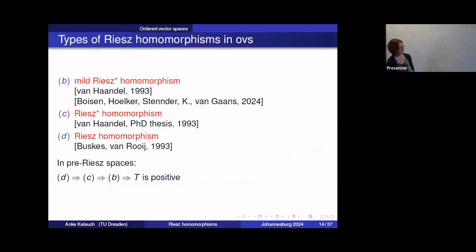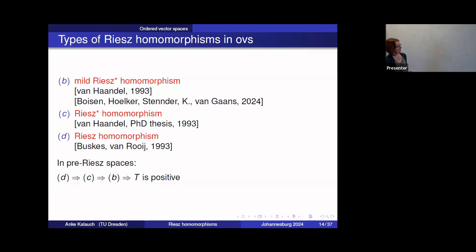So coming back to the literature, B is exactly how Van Handel defined the operators, the Riesz homomorphisms he called. Van Handel defined it as B. He claimed to show that B and C are equivalent. And D was the Riesz homomorphisms by Duskis and Van Roy, the other sort of Riesz.